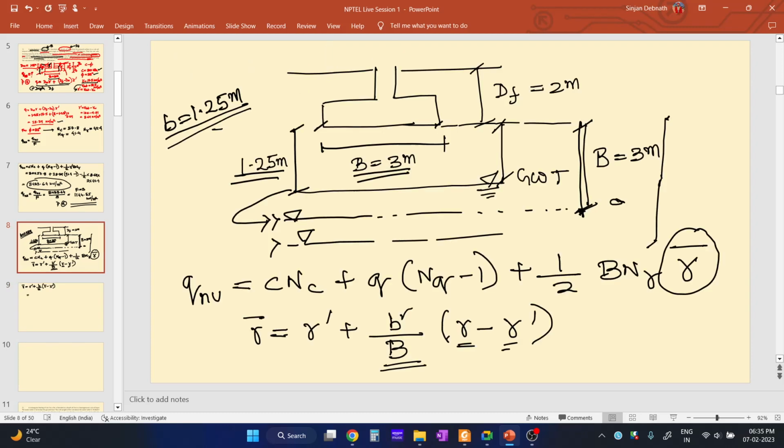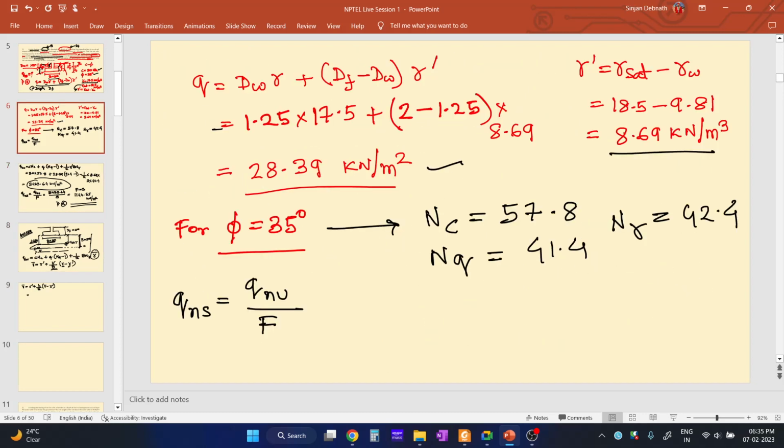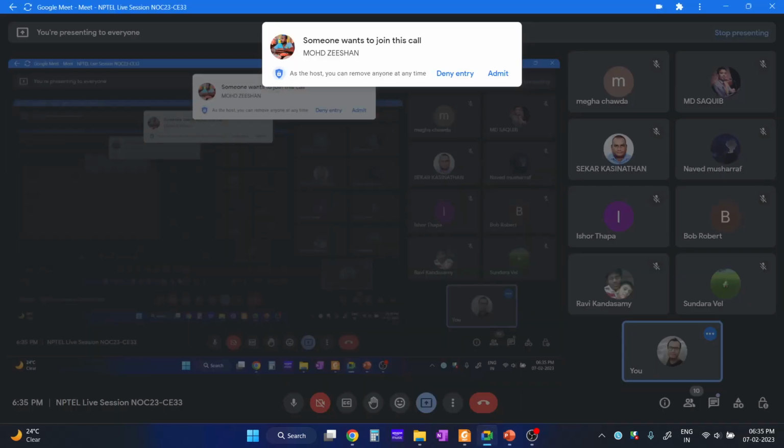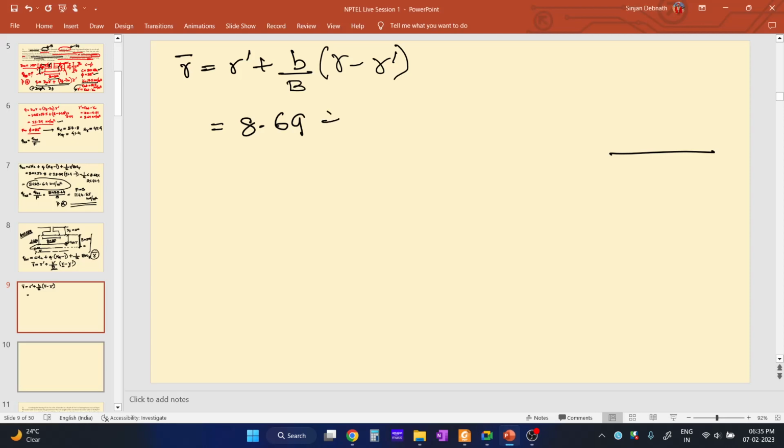So what is gamma submerged? Gamma submerged is 8.69 kilonewton per meter cube. And what is the value of small b? Small b is 1.25. The groundwater table is at a depth of 1.25 below the base of the foundation. Capital B is the breadth of the foundation, that is 3.